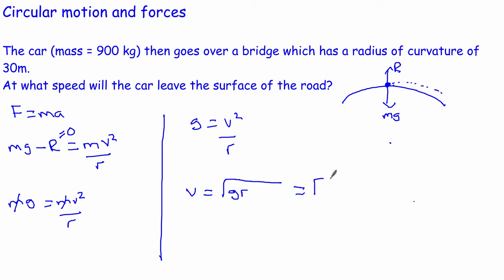So I can write this out nice and simply. G is 9.81. The radius of the circle is 30. And if I just do that on my calculator, I get a velocity of 17.2 meters per second. So below 17.2 meters per second, this car will stay on the road and it'll just go in a circle. Above 17.2 meters per second, it gets all exciting and this car actually looks like it's jumping off because it's going too fast to stay on the actual road.